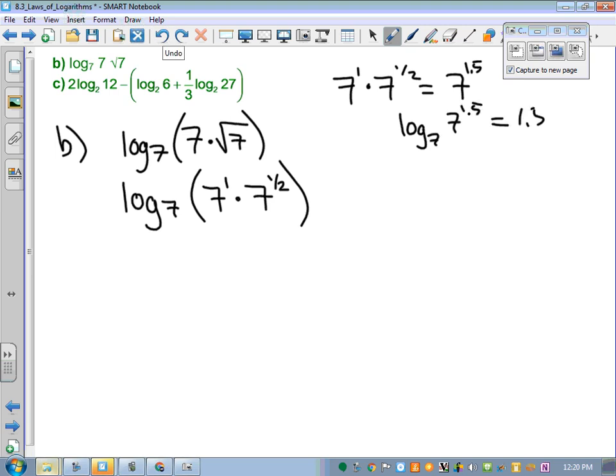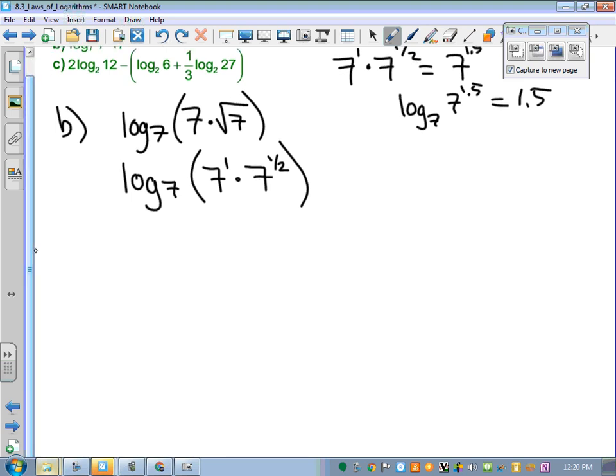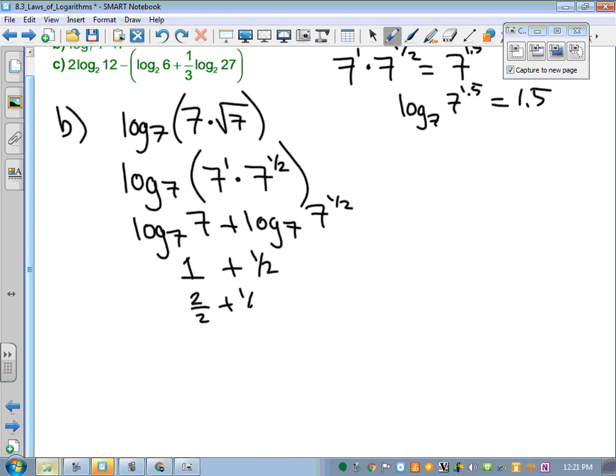And that's great. We should be able to do that. But I actually like using my log laws in this a little bit better. This becomes log base 7 of 7 plus log base 7 of 7 to the power of 1/2. Well, the exponent I put on 7 to get 7 is 1, and the exponent I put on 7 to get 7 to the power of 1/2 is 1/2. 1 plus 1/2, I'll write it. It's 2 over 2 plus 1 over 2, which is 3 over 2, or 1.5.